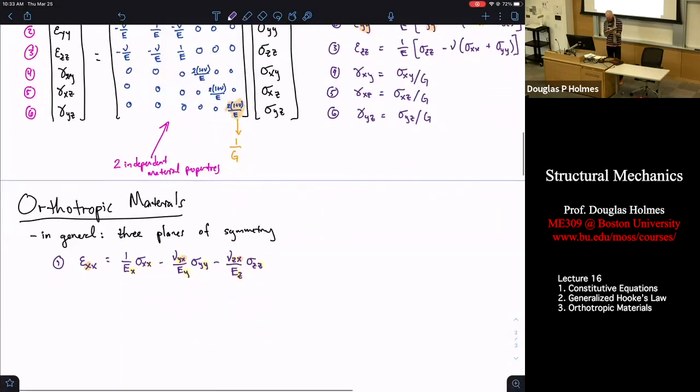We can keep going. And you can probably guess these. One nu xy over Ex times the stress in the x minus one over modulus in the y direction.